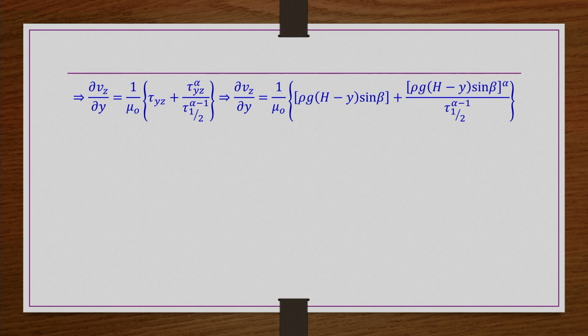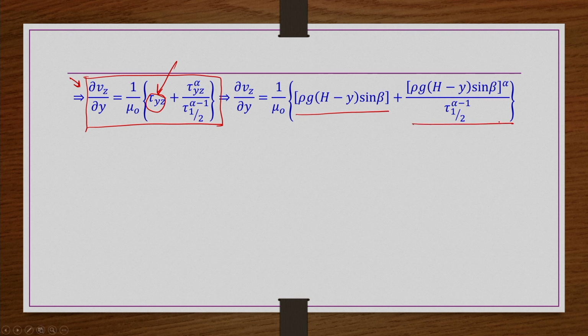So, now what do we do? In this expression, dVz/dy is equal to 1 by mu naught multiplied by tau yz plus tau yz to the power alpha divided by tau one-half to the power alpha minus 1. This is coming only from the rheology of the material. Whatever the rheological expression for the Ellis model fluid is, only from that we got this. Now, for our flow problem, what is tau yz? That we already got, that is nothing but rho g (h minus y) sin beta, that we are going to substitute.